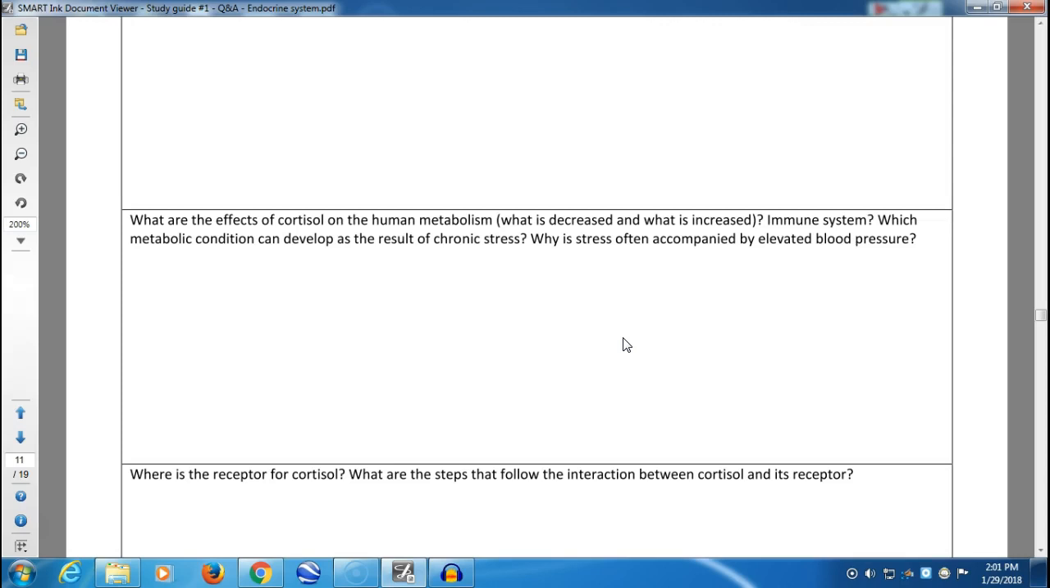That make sense? So in chronic stress, when blood glucose goes up all the time, what's going to happen with those patients? Obesity. Well, I would bet on type 2 diabetes first, but they will gain weight absolutely. Why is stress often accompanied by elevated blood pressure? Stress stimulates what? Aldosterone. Okay. Because it all acts on the adrenal gland.